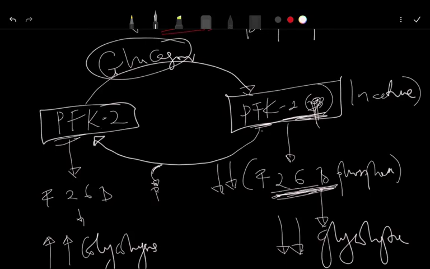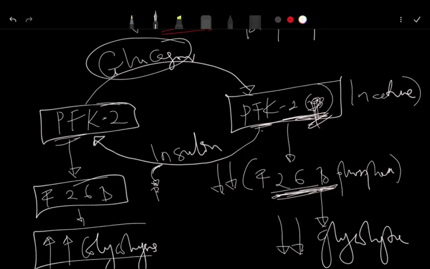But in the presence of insulin, this phosphate will be lost. Then this PFK2 will become more activated. Then we can form more fructose 2,6-bisphosphate, which will now stimulate glycolysis. Simple. I don't want to complicate it further. You just have to watch the video over and over, then you get the concept.